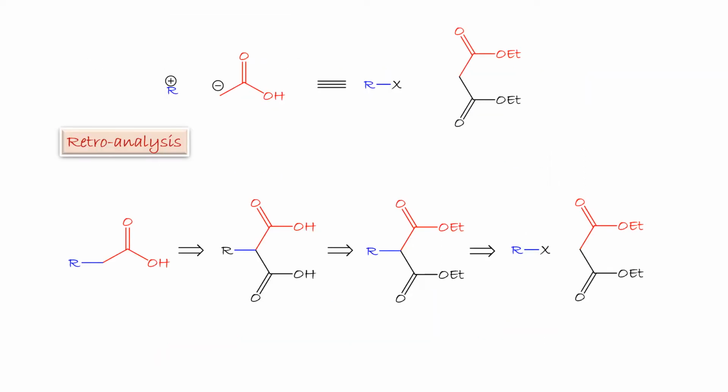So to synthesize such a compound, we can start with synthons R plus and CH2 minus COOH. The synthetic equivalent for the R plus synthon is alkyl halide. The synthetic equivalent for the CH2COOH synthon will be the diethyl malonate.